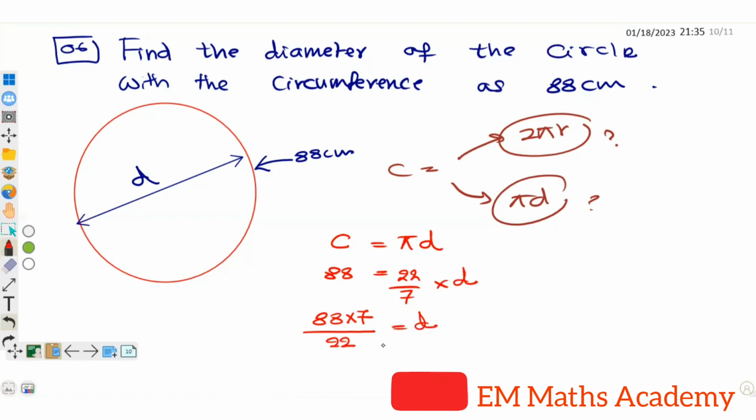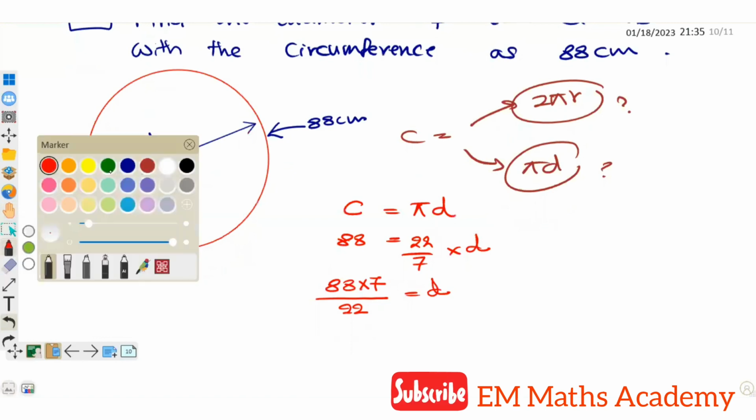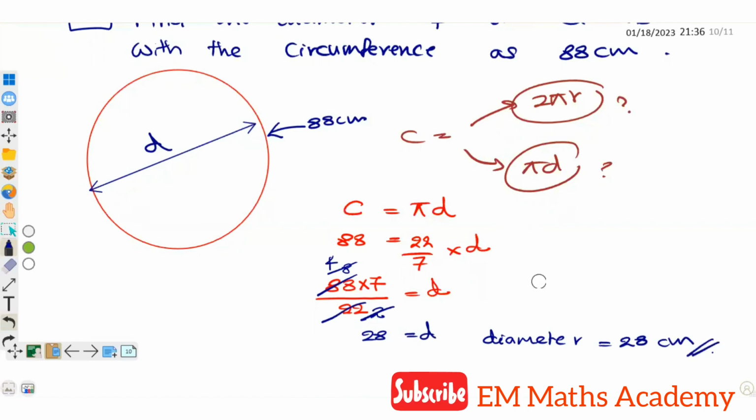88 is divided by 22. If you can't divide it directly, you can simplify. You can see that both numbers can be simplified using 11. Okay, then 88 divided by 11, the answer is 8. 22 divided by 11, it is 2. 8 divided by 2, it is 4. Then 4 times 7, it is 28. That means the diameter is equal to 28 centimeters. Okay. Did you understand? Now this is the end of the session.